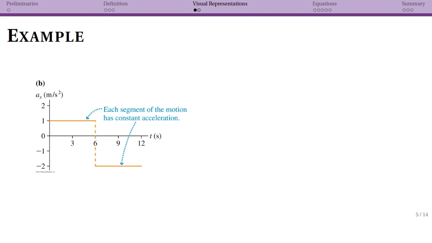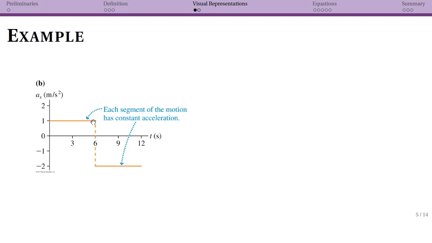Now I want to talk you through interpreting some plots, some visual representations of constant acceleration situations. One thing to note is that we can apply this to situations where you have regions, so a piecewise function, where each piece has a constant acceleration. So note that this plot is of acceleration.